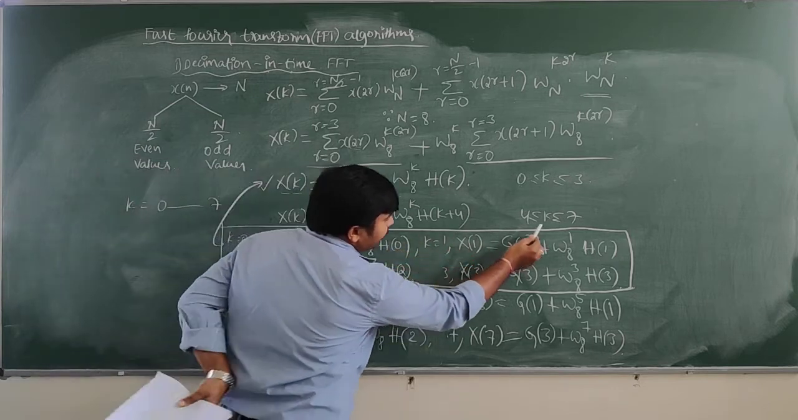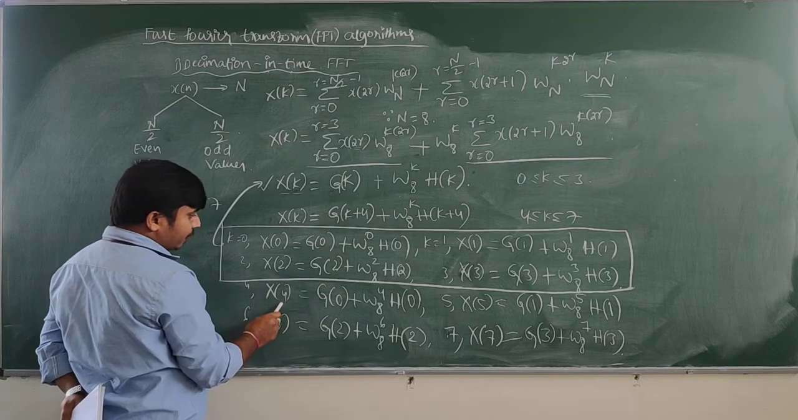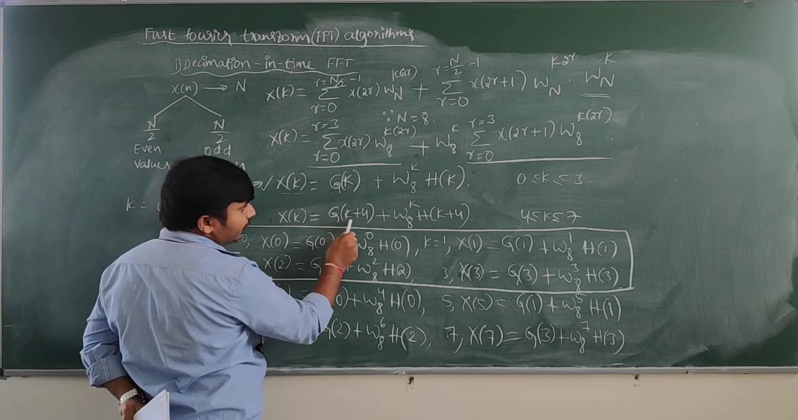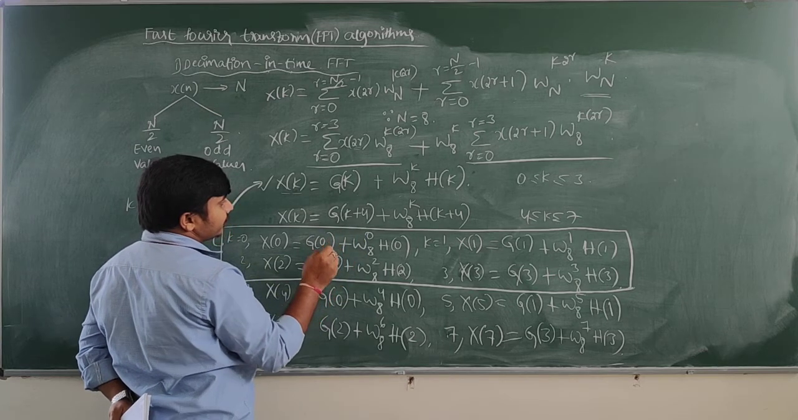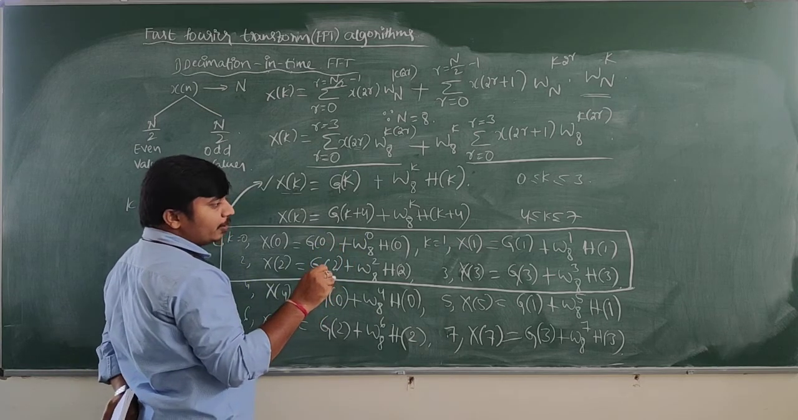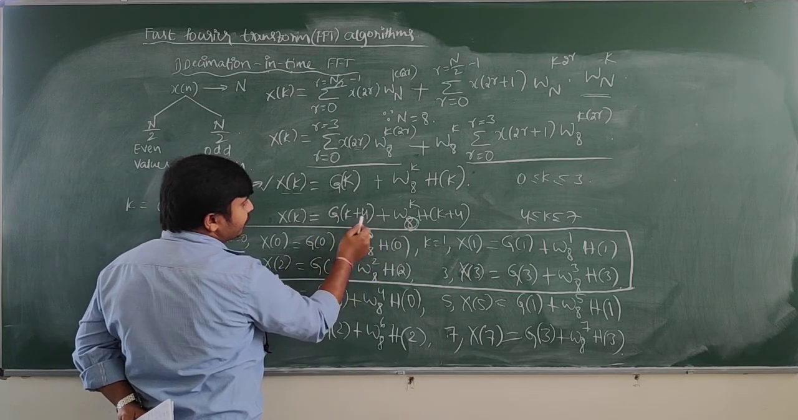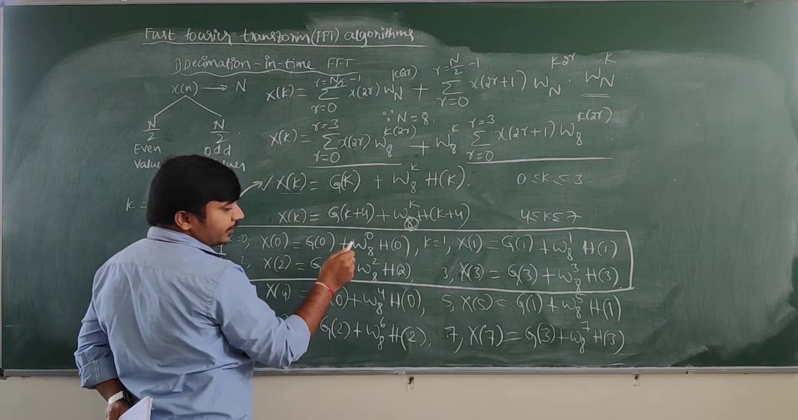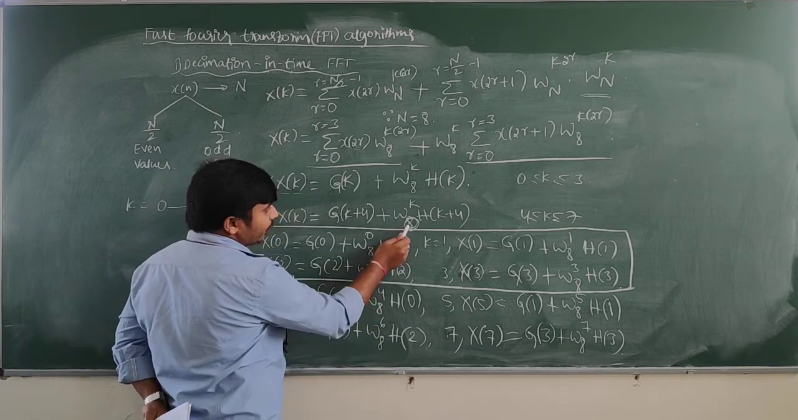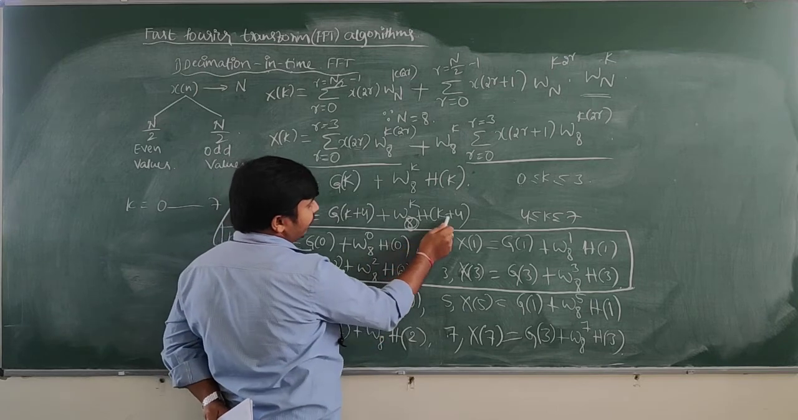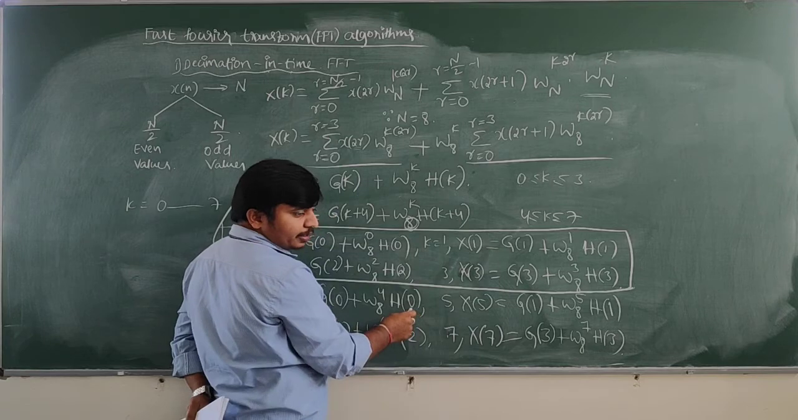So our K varies from 4 to 7. Therefore, put K is equal to 4. So the G of K value is 4, 4 plus 4 is 8. Since it is an 8-point DFT, since I am computing it for 8 points, 8 minus 8 is 0. Plus W8 power K into H of K plus 4. K is 4, 4 plus 4 is 8, 8 minus 8 is again equal to 0.